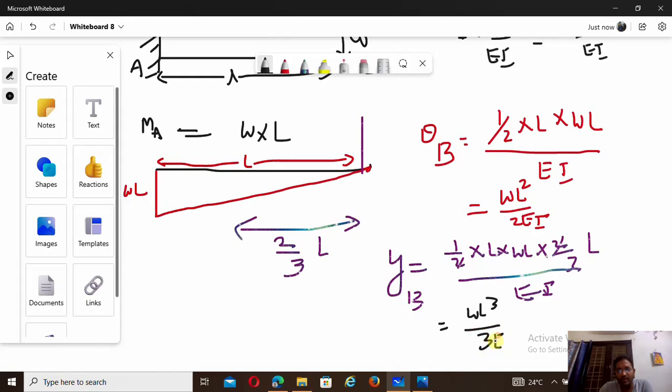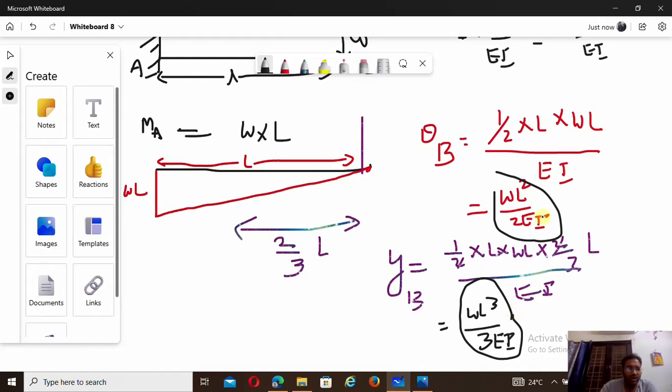So everyone note down: cantilever beam carrying a point load at the free end. What is the slope and deflection? Slope is WL square by 2EI and deflection is WL cube by 3EI. See, very simple to get the slope and deflection, while in the moment area method.